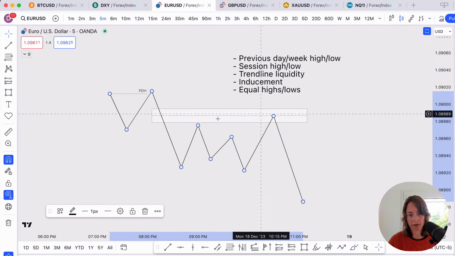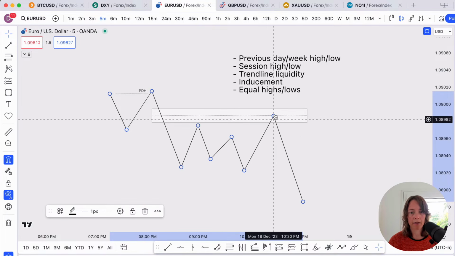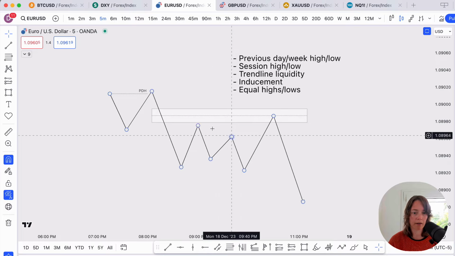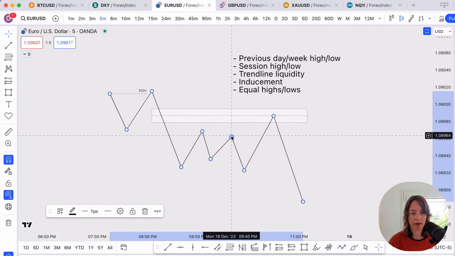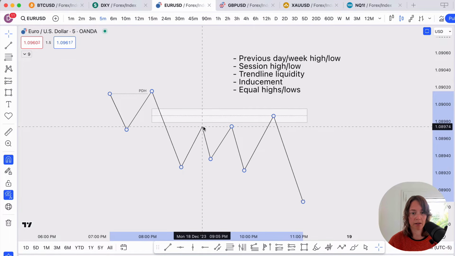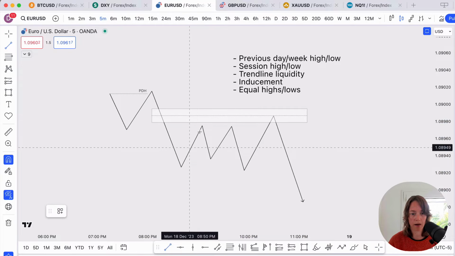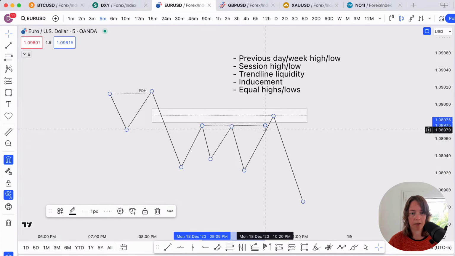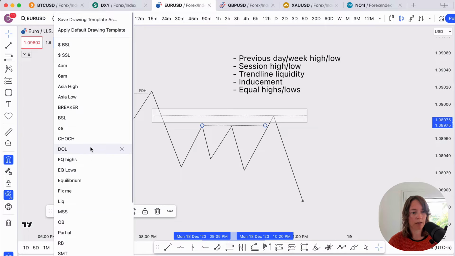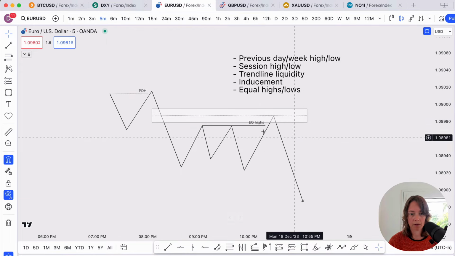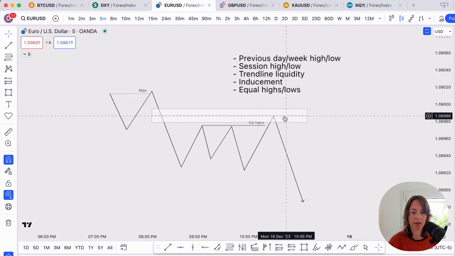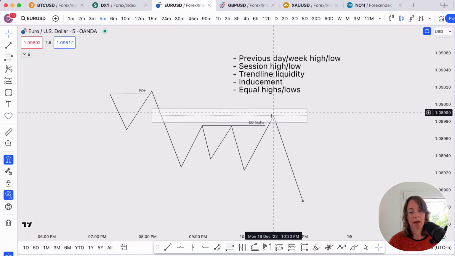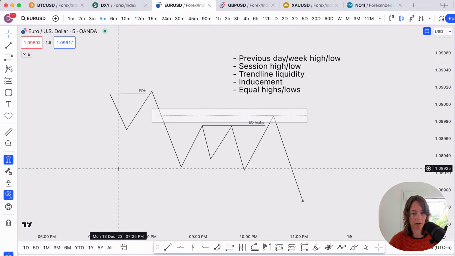So price induces the liquidity into that fair value gap, and this is also the trend line liquidity, or maybe it's like this, because that's the next one, the equal highs or lows. Maybe it's in the form of equal highs or lows that then are taken out into the point of interest before price will trade lower.